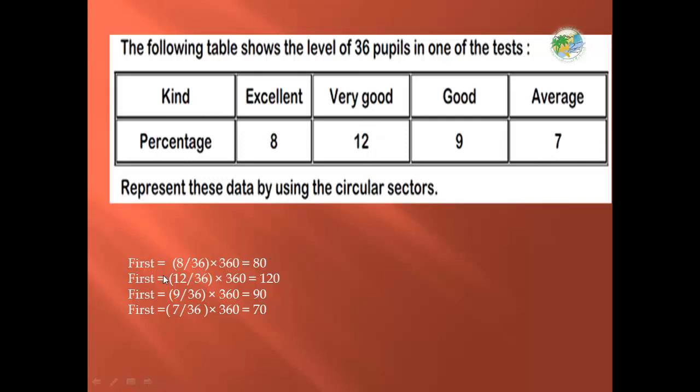Very good will be 12 over 36 times 360 equals 120 degrees. Good will be 9 over 36 times 360 equals 90 degrees. And average will be 7 over 36 times 360 equals 70 degrees. After we finish, we draw the circular sectors with the same last steps.